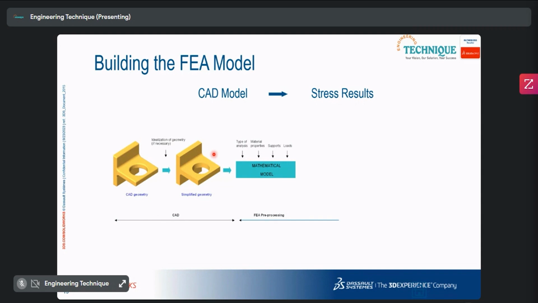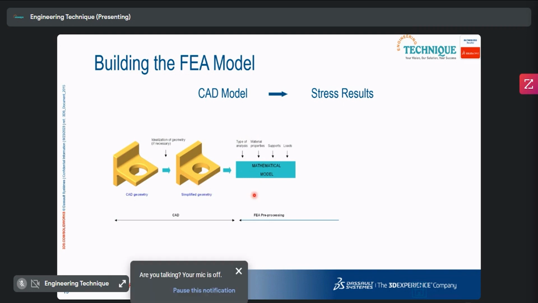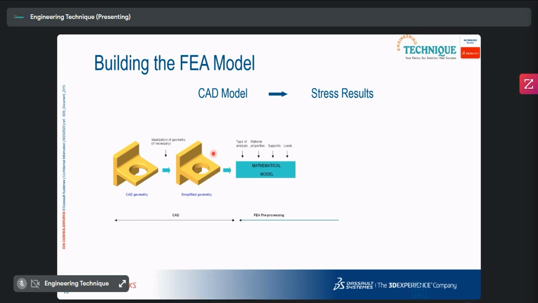Okay. After completing this whole process, what we need to do is the FEA pre-processing part, in which we are deciding which type of analysis has to be done, which type of material the product has been made from, and the various supports and loads that we are going to apply. So what we are basically doing is transforming this CAD model into the mathematical model by which we can get the output. Okay.